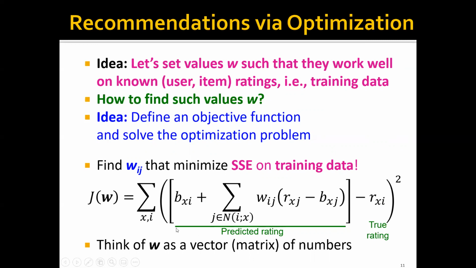And this is our objective function. You can see that this large term here is the predicted rating. Remember that this is the weight that we mentioned before. And this is the true rating from user x to item i. Here, this is an objective function J(w). We can think of this boldface W as a collection of all the wij. Basically, we can think of W as a vector or matrix of numbers.